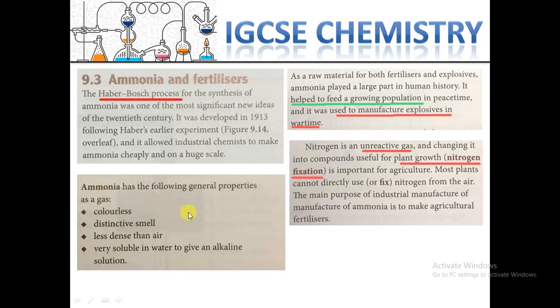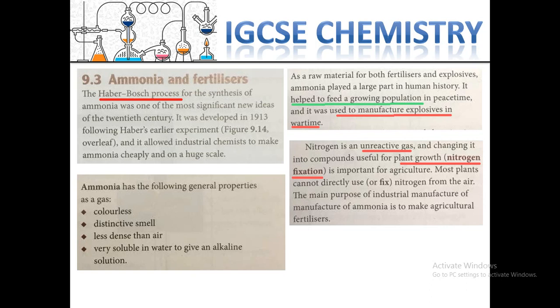But here it is good to know about some properties of ammonia. It is colorless, has a distinctive smell, is less dense than air, and is very soluble in water to give an alkaline solution. So these are some general information about the properties of ammonia, which can be useful, especially in the second paper. In some parts, they usually ask some general information.